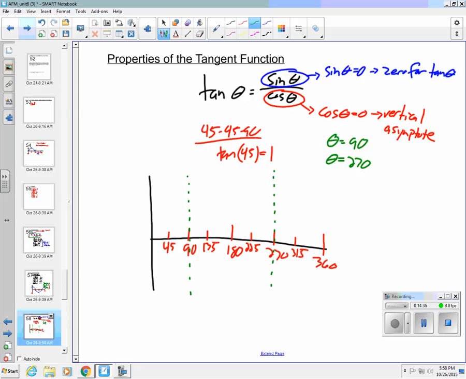Right, and where sine is 0, we know it's going to be a 0 for tangent. So sine is 0 at 0, is 0 at 180, and it's also 0 at 360. So we can go ahead and put zeros on the graph in all three of those places.